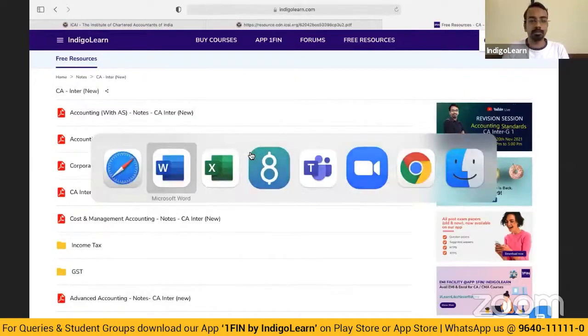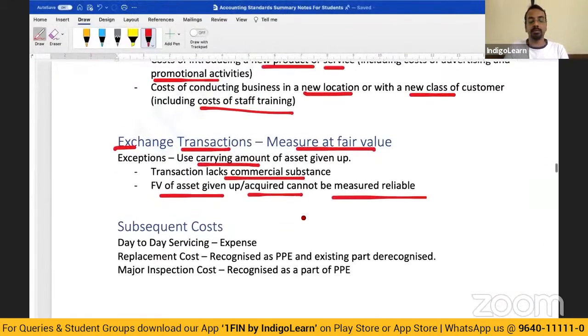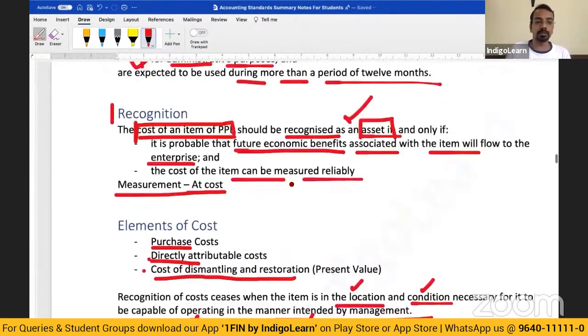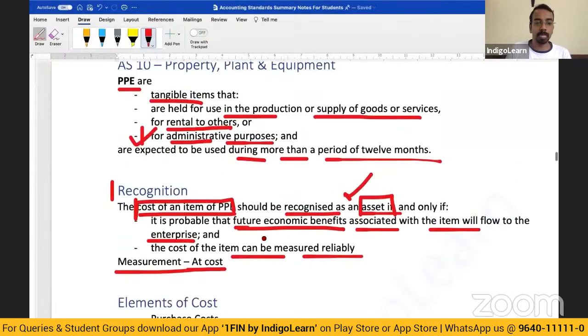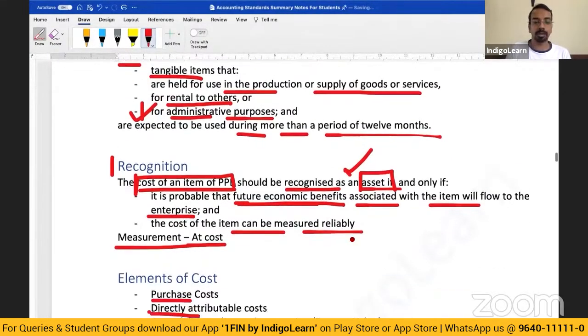Yeah, coming back to the discussion, initial recognition is completed. Now we're talking about subsequent cost. Subsequent costs, if they are in the nature of day-to-day repairs, servicing, maintenance, you will expense them. You will not capitalize them. Always remember, for subsequent cost also, you have to check this condition: future economic benefits and cost can be measured reliably. But day-to-day smaller repairs and services are more related to maintenance. They will not significantly change the future economic benefits, and hence they will not be capitalized.